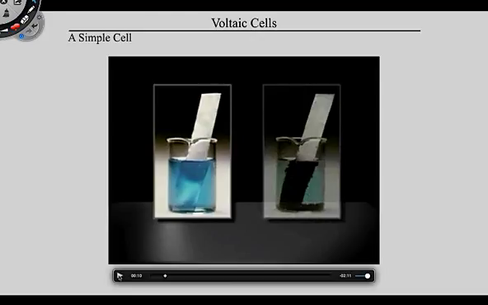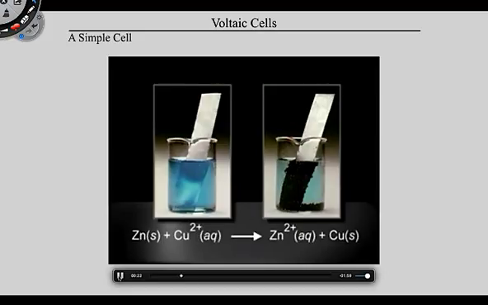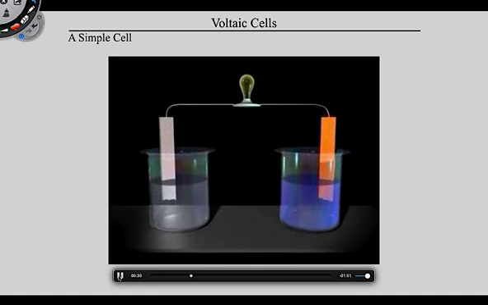I'll play this twice. Copper metal deposits on the zinc strip and collects at the bottom of the flask. Zinc atoms are oxidized to zinc-2 ions, which enter the solution. This spontaneous oxidation-reduction reaction is summarized in the chemical equation shown. The spontaneous copper-zinc oxidation-reduction reaction can be made to yield useful electrical work by incorporating it in a Voltaic cell. The zinc electrode is immersed in a solution of zinc sulfate. The copper electrode is immersed in a solution of copper-2 sulfate.